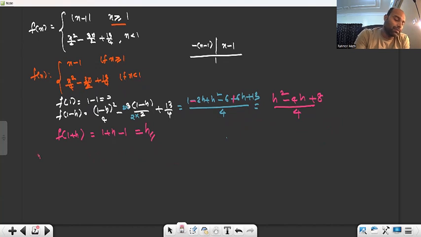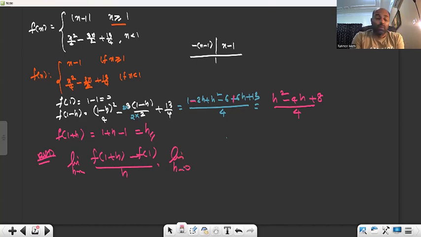RHD. Limit h tending to 0, f of 1 plus h minus f of 1 by h. Limit h tending to 0. What is 1 plus h? F of 1 plus h we found h. And f of 0 we have 0 by h. That is what? RHD we got 1. That's the first answer. Now second answer, LHD.